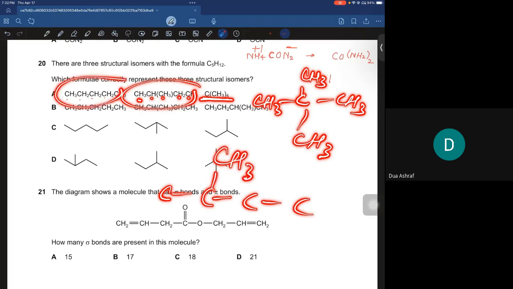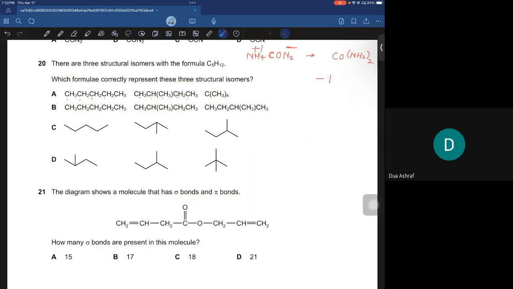Option A means that it's a straight chain structure. So what is the definition of a structural isomer? The molecular formula is the same and the structural formula is different. Of course, option A is correct because in this option the formula is the same, C5H12, C5H12, C5H12, but the structure is different.